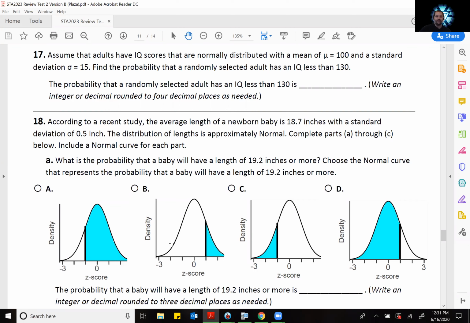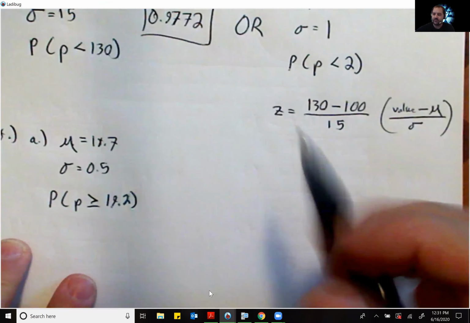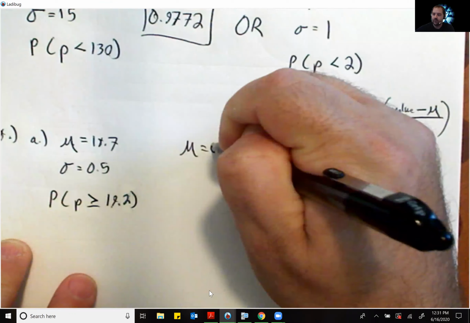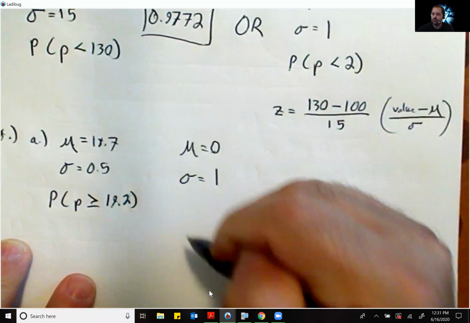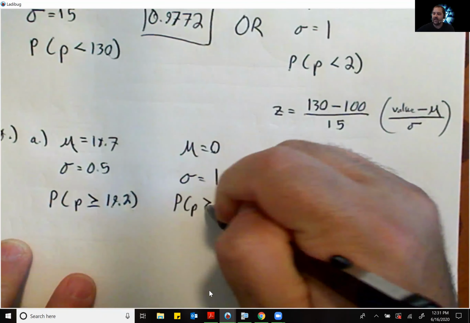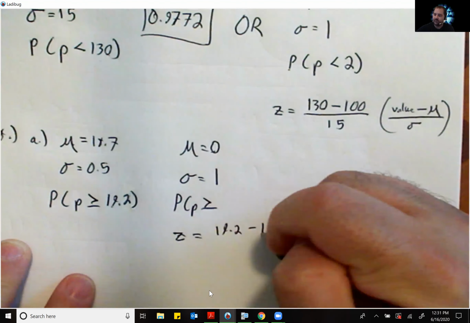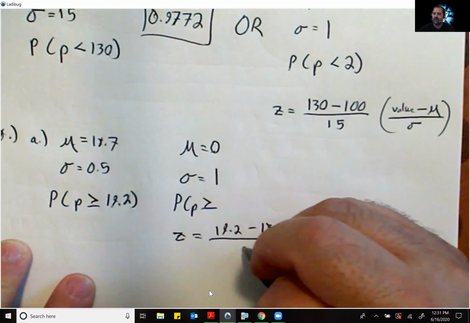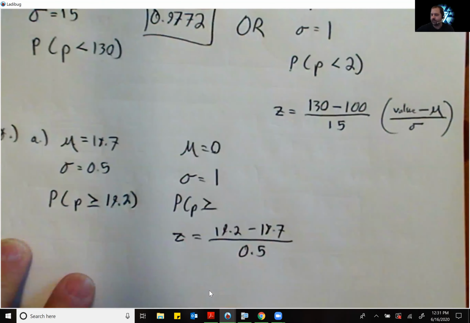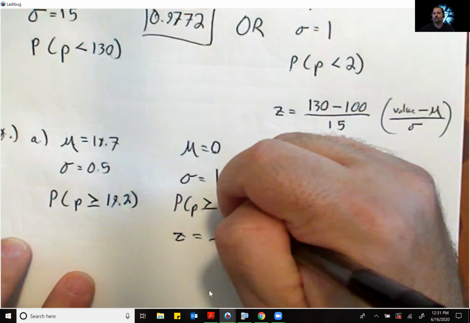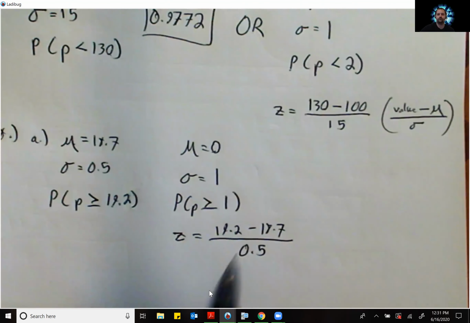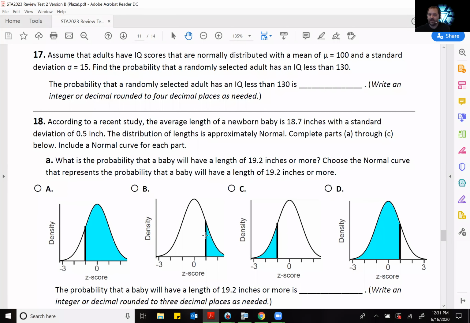But if you also think about this, just like what we did a moment ago, this is the information we know. We can convert this into the standard normal by taking 19.2 minus 18.7 and dividing by 0.5, which I believe gives us 1. That is the z-score. And so you are correct that the answer for the graph part is B.